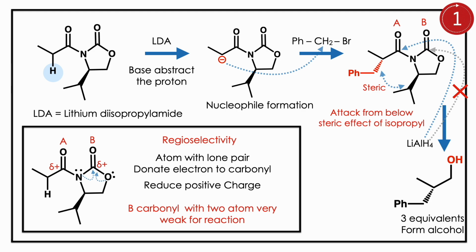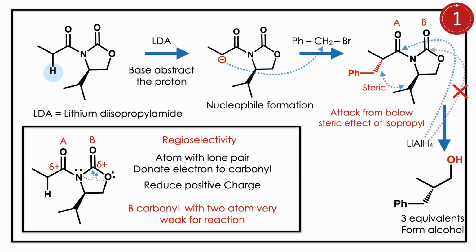Then you have an interesting position with lithium aluminum hydride. Two carbonyls are there. Which carbonyl will be reduced? A carbonyl and B carbonyl. B carbonyl's electrophilicity is reduced because of two electron-donating atoms. Nitrogen and oxygen donate and weaken the carbonyl. So only A is involved.